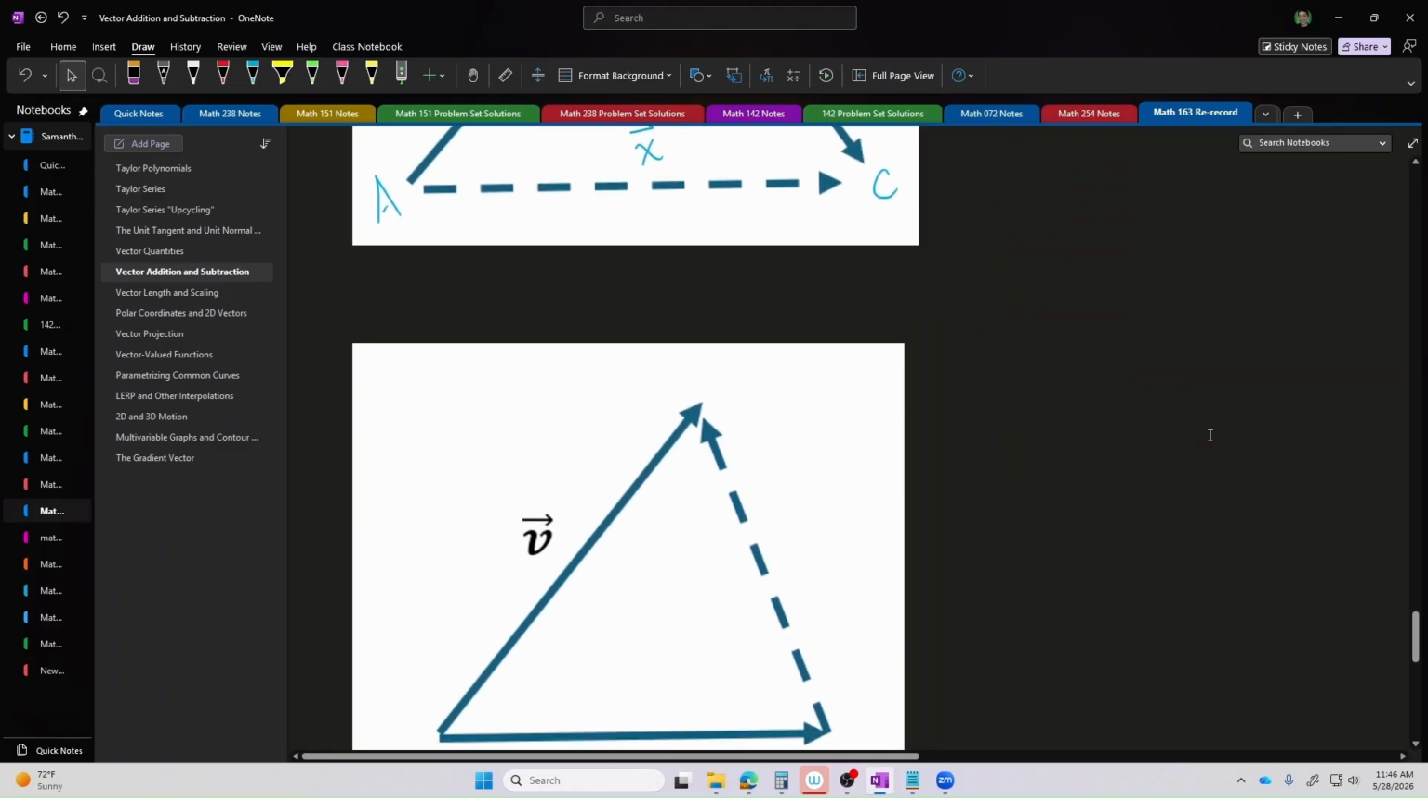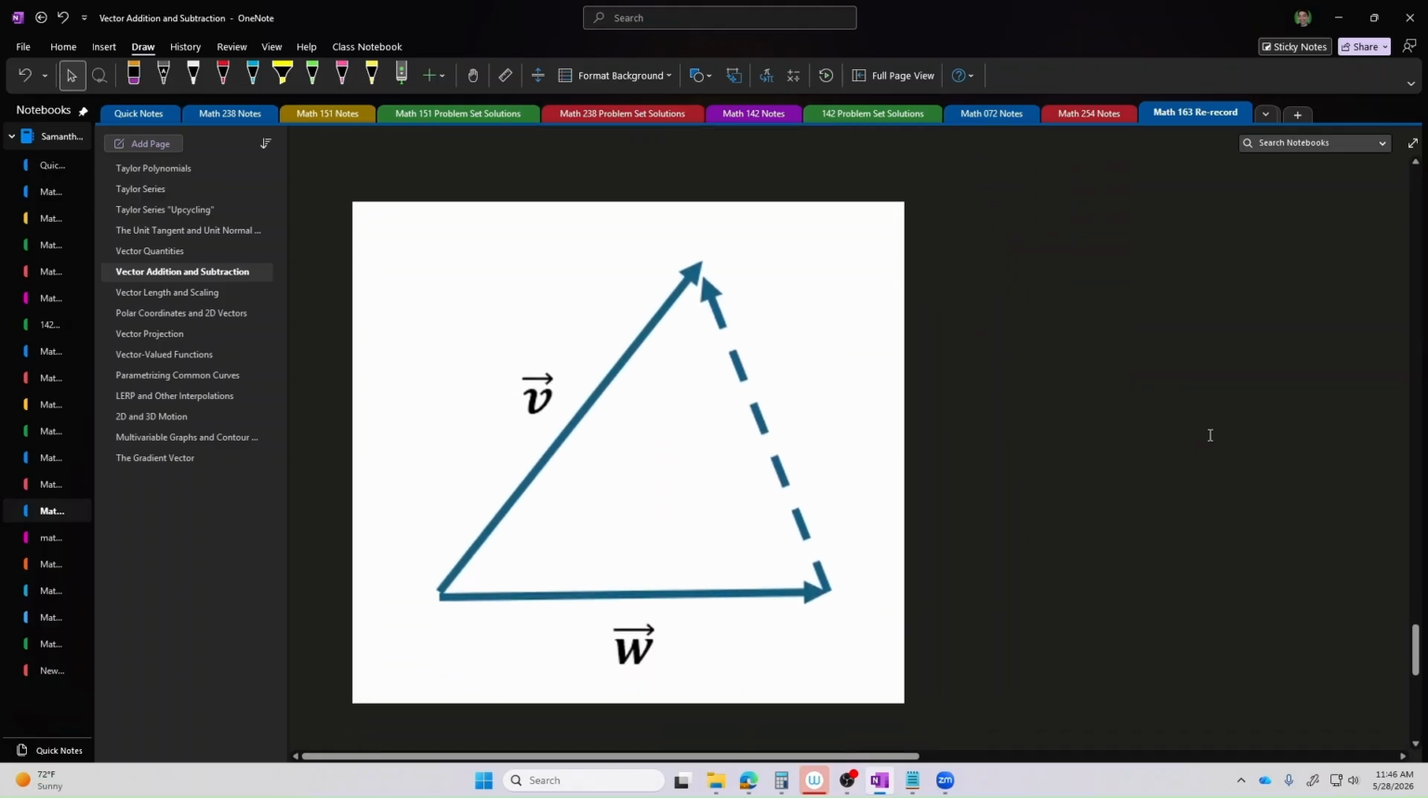However, let's consider what happens if we switch up the diagram a little bit. Now, as I look in this picture, I find that the vector w and the vector x are now the two vectors that can be traversed back to back. If I start over here at point A and I follow w to an intermediate point B, I can then follow the dashed vector x to a final point C. And then v is the vector that takes me from A to C directly.